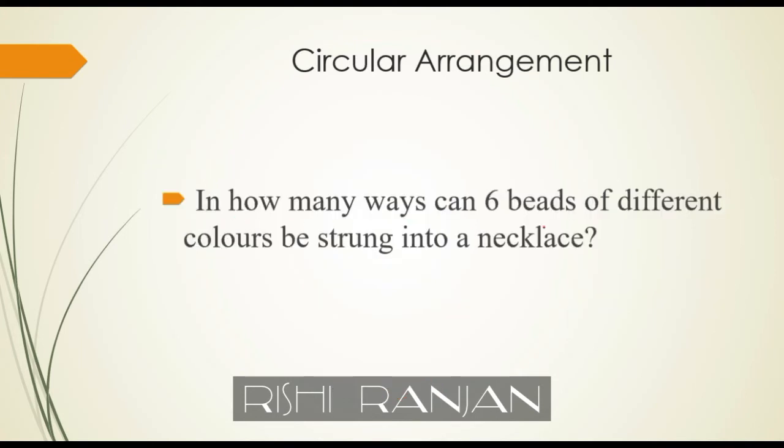In how many ways can 6 beads of different colors be strung into a necklace? Now, for this, as it is a round table like structure, we can say factorial n minus 1, factorial 6 minus 1. Now, there's a trouble here. A necklace can be worn upside down also.